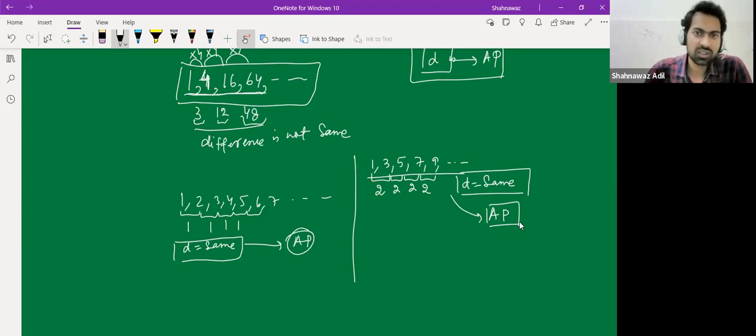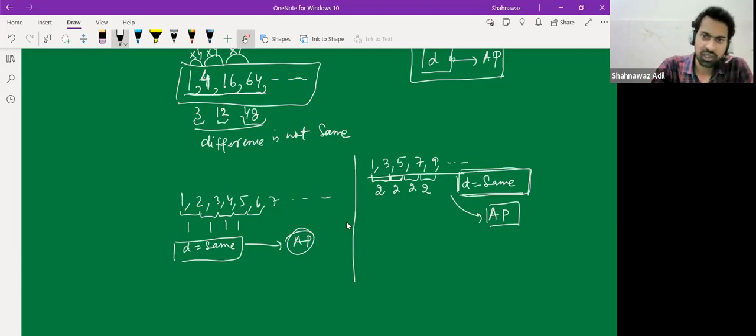So in the first exercise, we have to identify the AP. For the identification of an AP, we first have to find that it is following a peculiar pattern. The first thing is that we have to find a pattern. And the second thing is that we have to find the common difference. So if the common difference D is the same, then that would be an AP. Understood, guys?